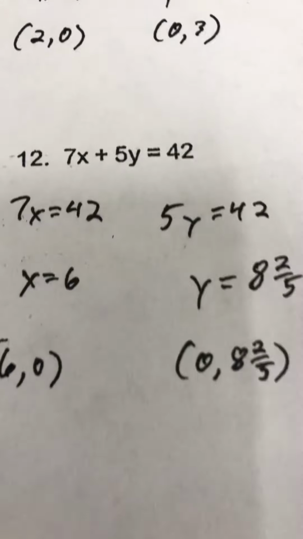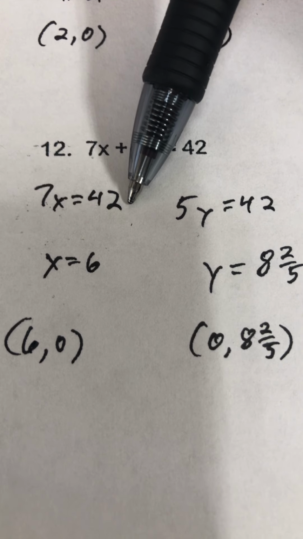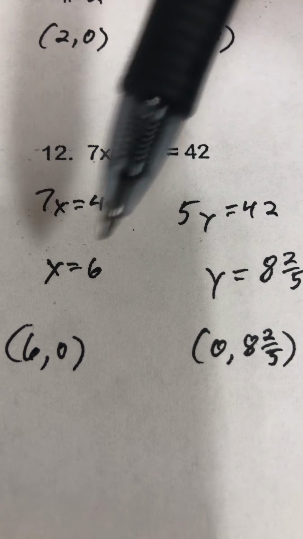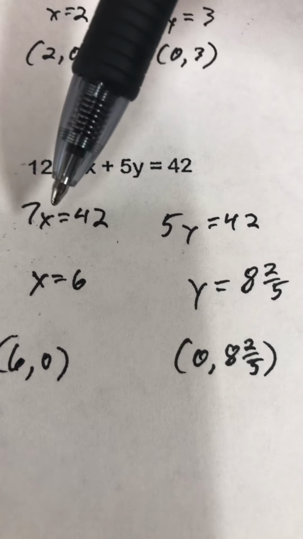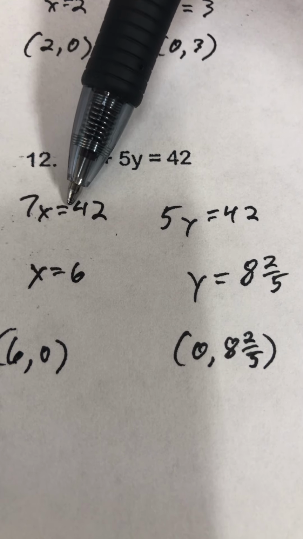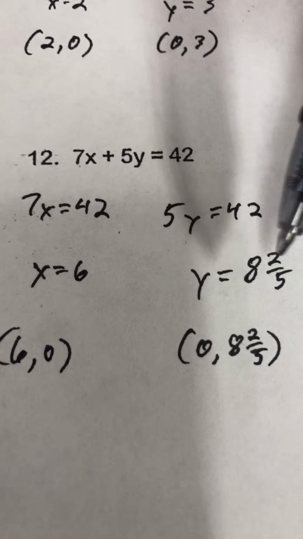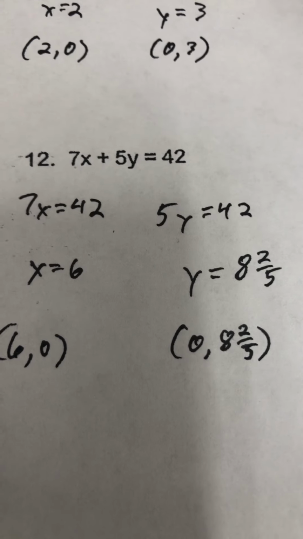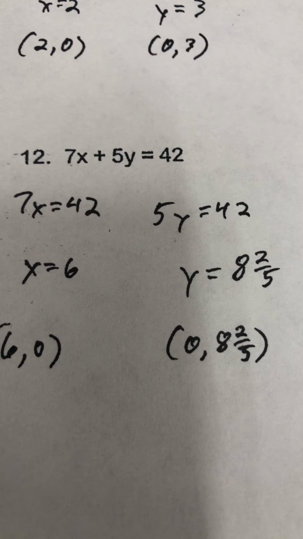Go ahead and try 11 on your own that time. That one should work out pretty easily. When my y is 0, I get 7x equals 42. Divide both sides by 7, I get 6, 0. And then for my y, when my x is 0, I get 5y equals 42. This ends up being 8 and 2/5. So my x is 0 and my y is 8 2/5.